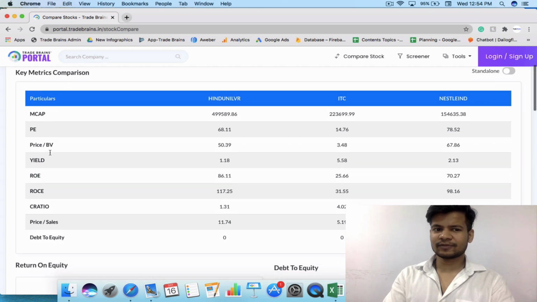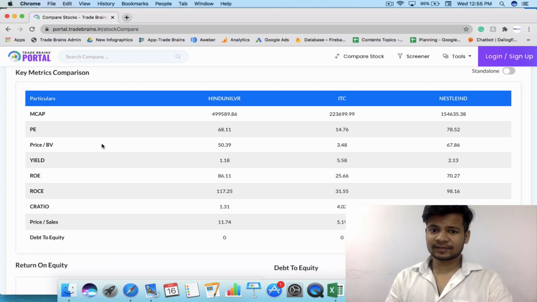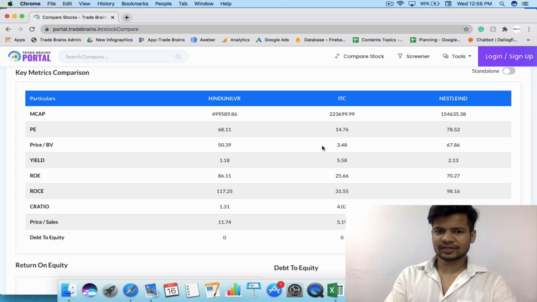Next is price to book value. This also says how many times the company is valued compared to its book value, and as a thumb rule, the lower the price to book value ratio, the lower the valuation of the company, that is, the company is undervalued. Again in these three companies you can see that the price to book value for Hindustan Unilever is 50.39, for ITC is 3.48 and for Nestle India is 67.86. Again, ITC is undervalued compared to the other two.